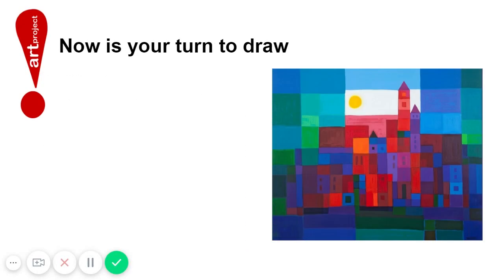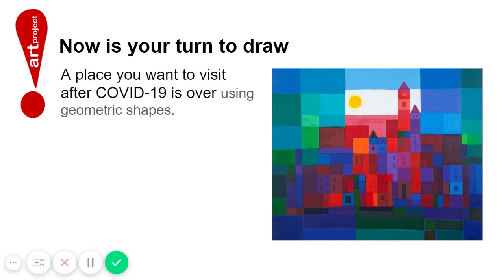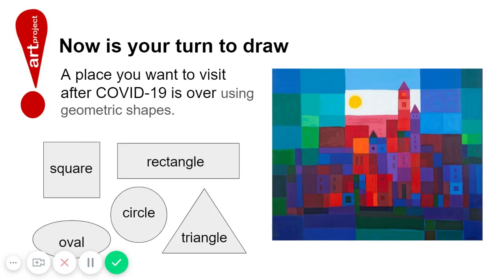Now it's our turn to draw. Before we go on, let's see what we need to do for this art project. Now I have this artwork by Ton Schulten. He uses a lot of geometric shapes to form kind of like a city. Alright, let's do an art project of a place you want to visit after COVID-19 is over using geometric shapes.